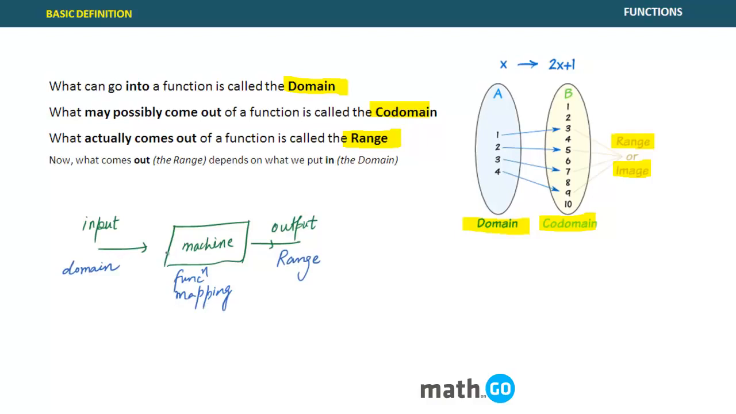So a function is a machine. A machine works only when it takes some input. So the input is mathematically the domain, and it will return some output, which is called range. So then what is codomain? Understand this.